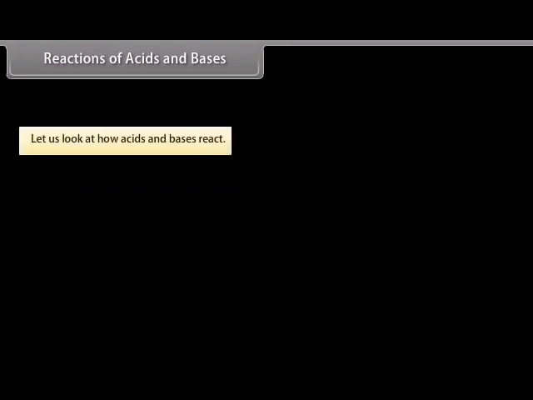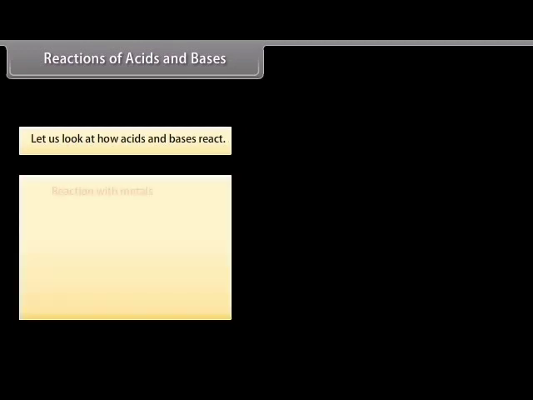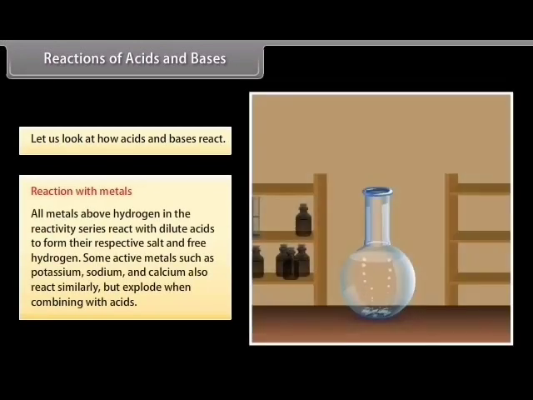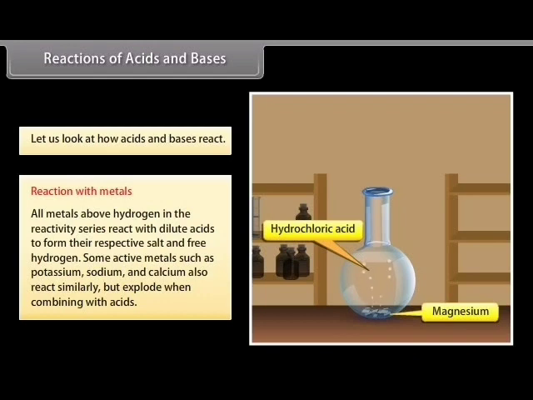Let us look at how acids and bases react. Reaction with metals. All metals above hydrogen in the reactivity series react with dilute acids to form their respective salt and free hydrogen. Some active metals such as potassium, sodium and calcium also react similarly but explode when combining with acids.